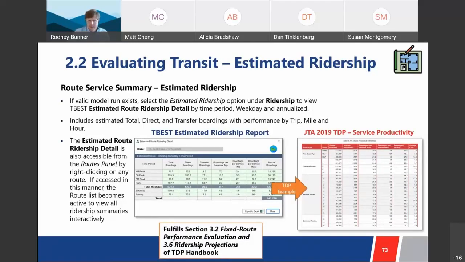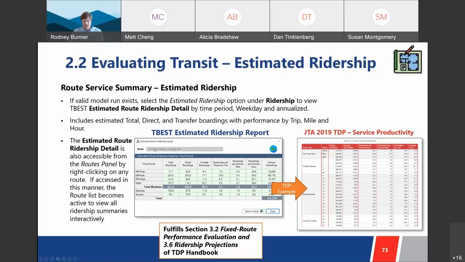Okay, also relative to the service summary, you can get to the estimated ridership report. So if you've run the TBEST estimation model, you can get to what it estimates for this. How this relates to TBEST is it's done by time period. You get the total boardings, the direct boardings, the transfer boardings, and the boardings per trip, mile, and hour, and then you annualize boardings at the end. So this is a good way to see all of the ridership projections that TBEST would make for each one of its time periods, and then also the annualized number at the bottom.